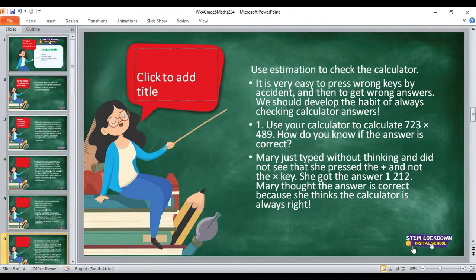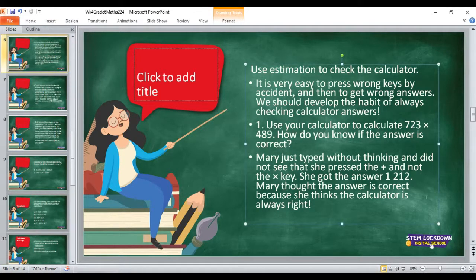Use your calculator to calculate 723 multiplied by 489. How do you know if the answer is correct? Can I have answers on this one? Can we use our calculator, 723 multiplied by 489, and write your answers on the chat box.